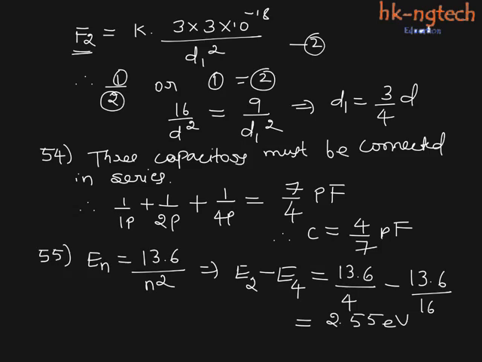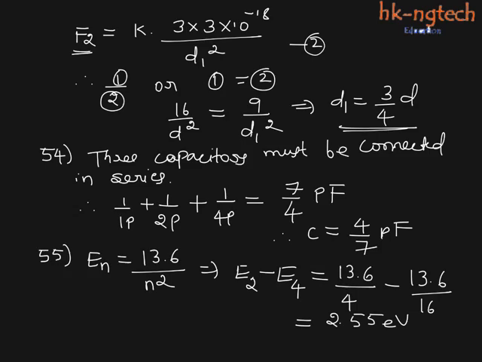So if I make the comparison between equation number 1 and 2, I'm just equating them because the force must be of the same magnitude. So I am left with 16 divided by d square is equal to 9 by d1 square. So finally I am getting d1 as 3 by 4 d. That must be the answer.